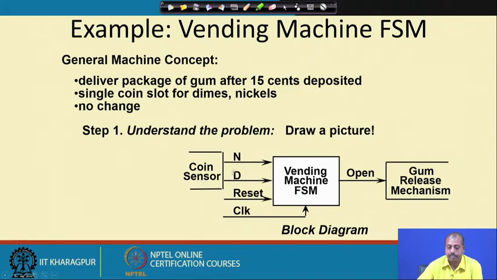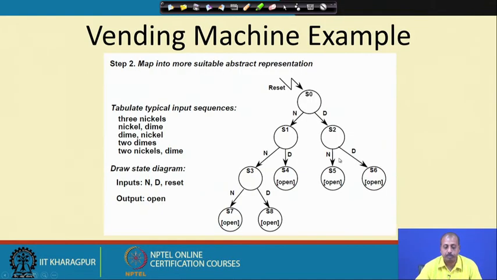There is a coin sensor that senses nickel and dime, there is a reset that will reset the system, and there is a clock signal. When the appropriate change, 15 cents or more, has been given, then this slot opens and one gum is released. So, the gum release mechanism is given the open signal. That is the specification of the problem.